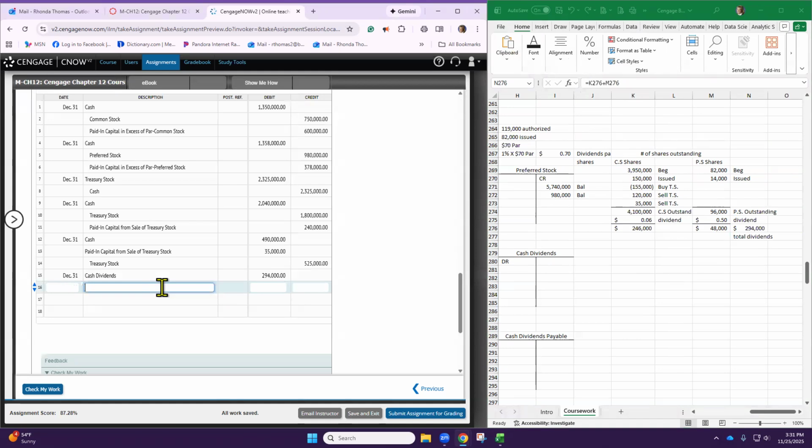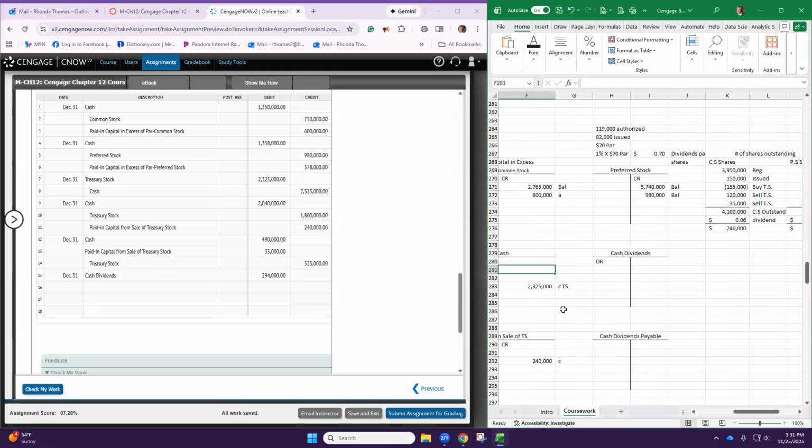294,000. Okay, and that's going to go to cash dividends payable. So here's where we're at. 294,000, and it's going to go in the payable until it is paid, and they need a little time between. Okay, so there's the declaration date, which is what we're doing right now. And they need a little time to find out who owns the stock.